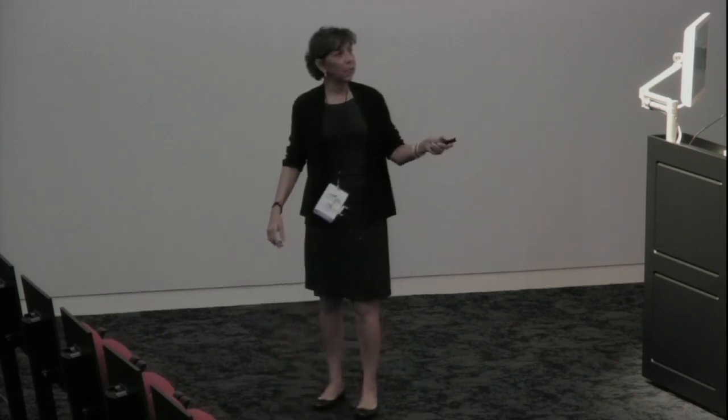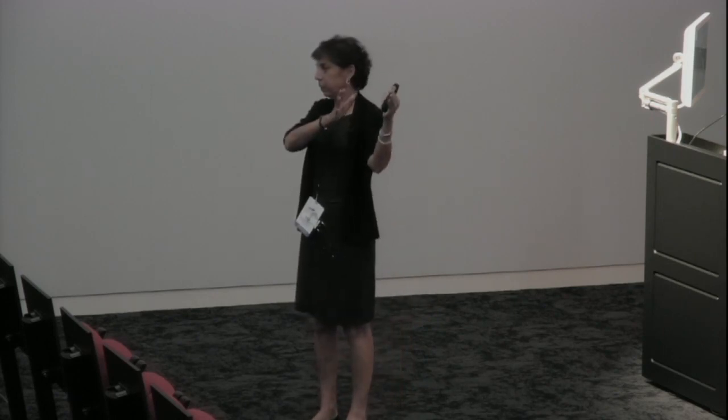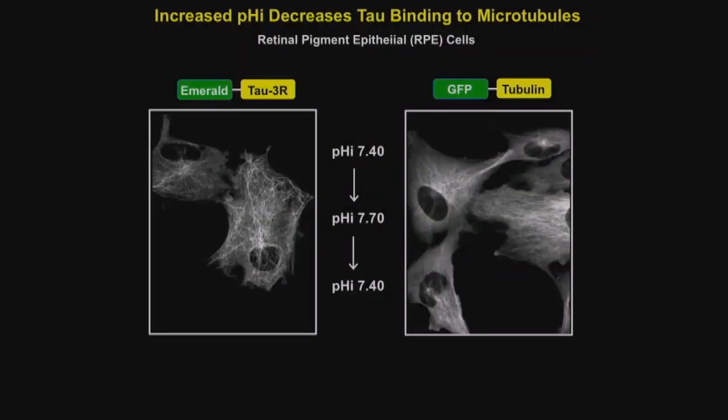We can increase pH a number of different ways. Won't go into the details now, but take a look on the left. This is emerald tau, so this is tau tagged with a green fluorescent protein. What you're looking at is not really microtubules, but tau that's decorating microtubules. We start out at a neutral pH, raise it, and then go right back to a neutral pH.